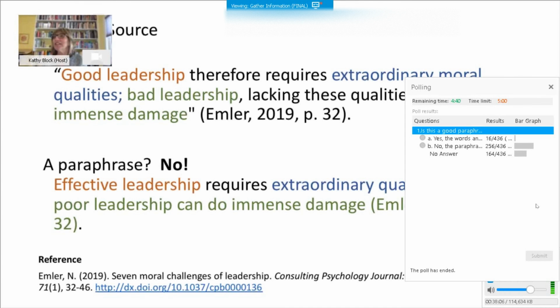we see good leadership has become just effective leadership, still in the first position in the sentence. We see extraordinary moral qualities. That wording has been really retained in the paraphrase. This one word dropped. And then we see that final phrasing about immense damage still comes through in the paraphrase.